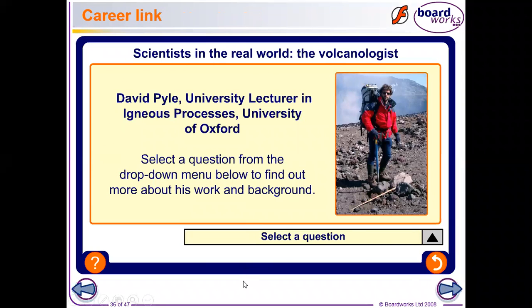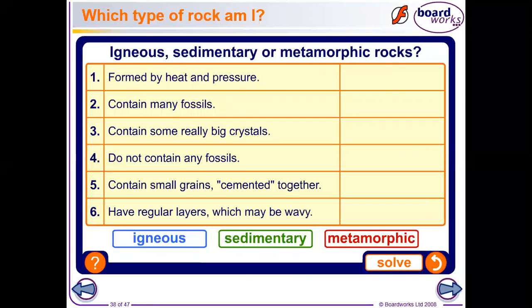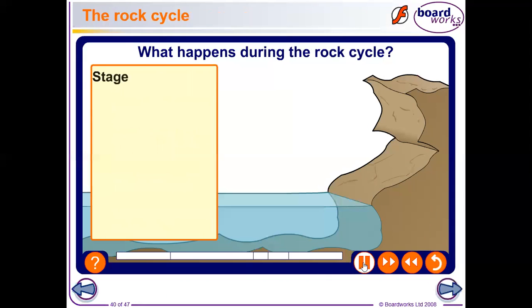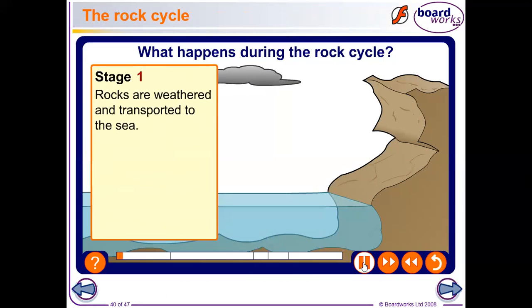Okay, so we'll do this one maybe if we still have time at the end of the session, but I wanted to move to the rock cycle. So what happens during the rock cycle? Let's watch this one. The rock cycle is actually a continuous process that keeps on happening. First we need to break down the rocks, which means we weather them and move them away. Rain and wind can break the rocks down.